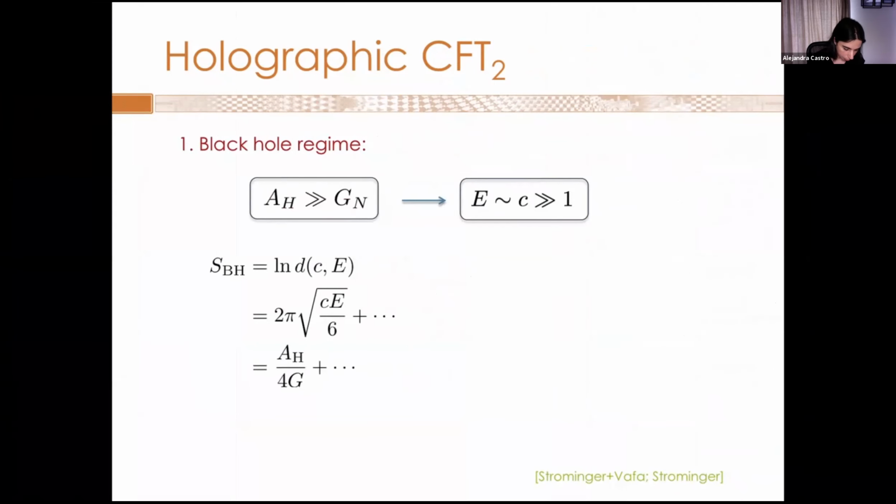So we will have a BTZ black hole that has basically a large horizon, so a large area in units of Planck length. If you go through the AdS/CFT dictionary, this basically tells you that you have states of energy comparable to the central charge, and they're very, very big.